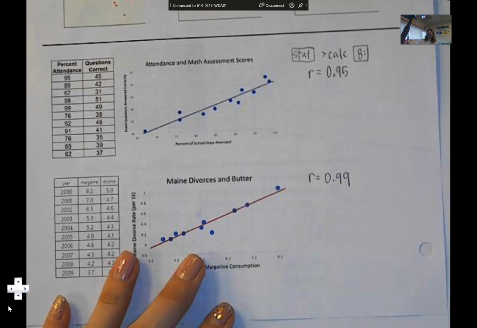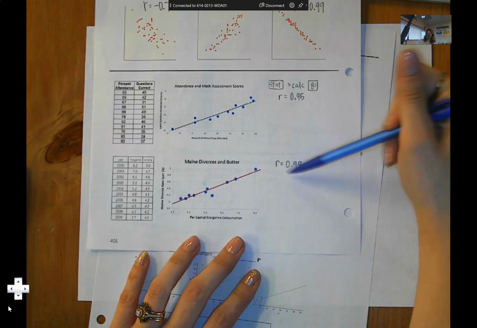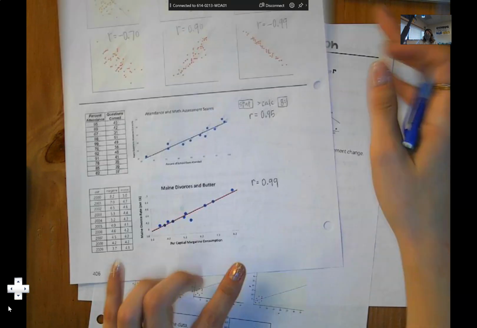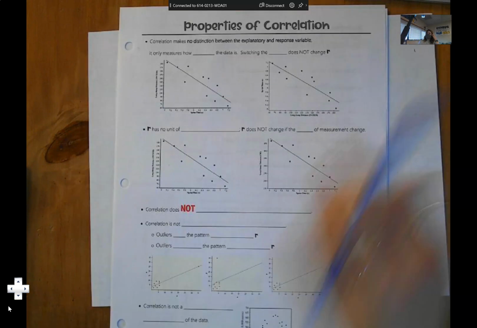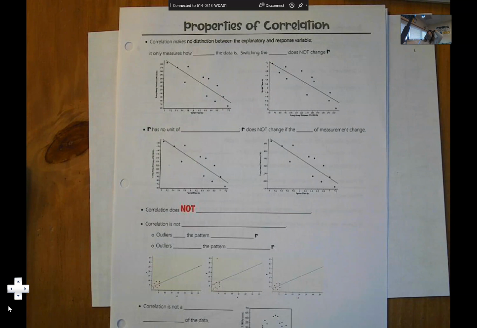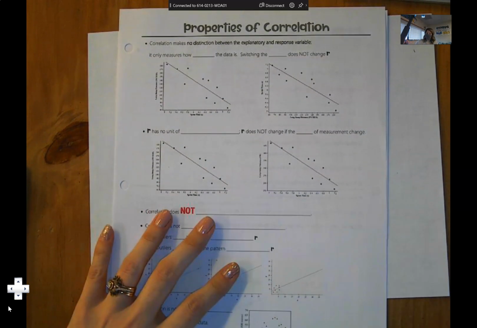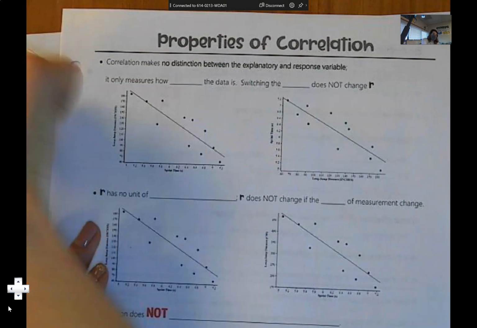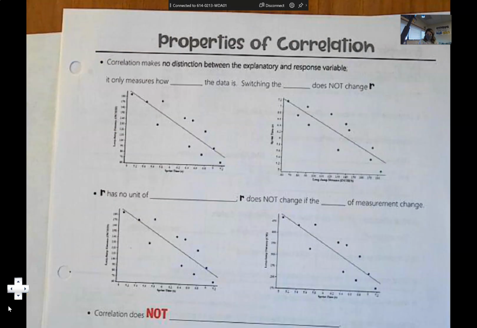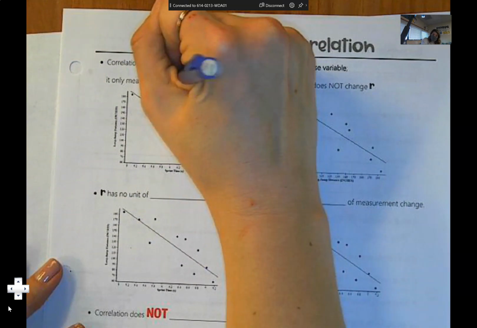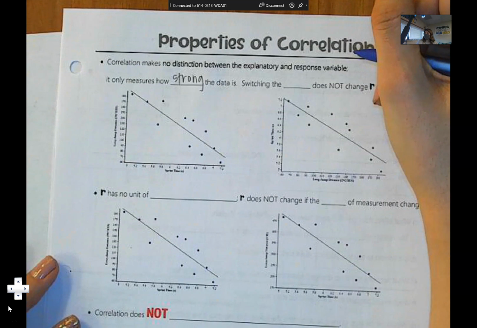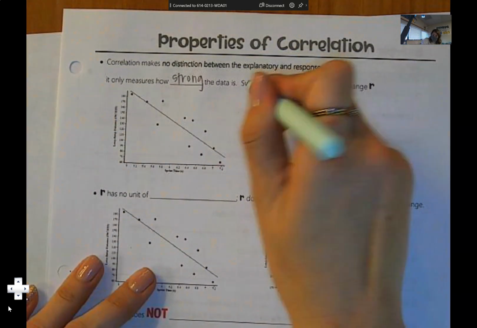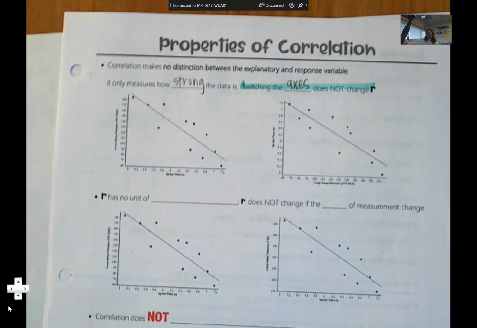So, because of this, we have to talk about some properties of correlation, because obviously we need a little bit more information if we're getting a relationship between margarine and divorce rate. So that's where this paper comes in. We're going to talk about some properties of correlation, and we will revisit those two examples in just a moment. So the first one is correlation makes no distinction between the explanatory and response variable. It only measures how strong the data is. So switching the axes does not change R. That's the one thing that I wanted to highlight, and then I'll give you more detail on what they're actually telling you.